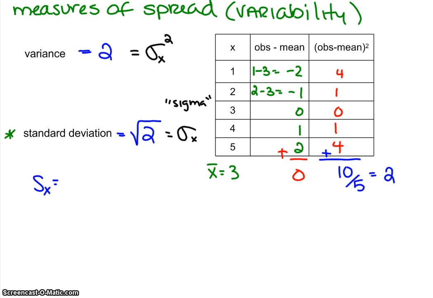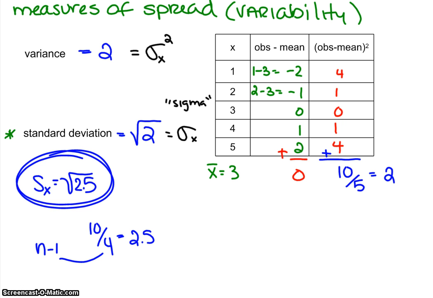Okay, and we'll get more into this when we start talking about samples and populations. The difference is with the S sub x, what we're doing is we're going to divide it by 1 less than my observations. Okay, so instead of 5, I'm going to divide it by 4. And I'm going to get 2.5 here. And then I'll take the square root of 2.5.